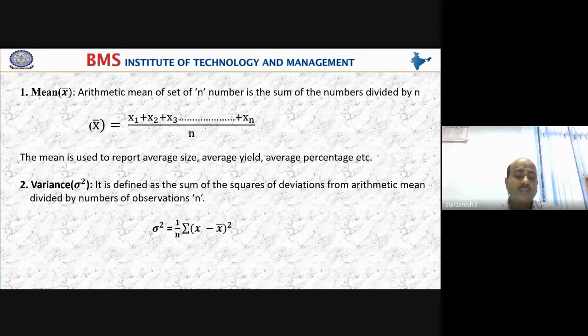We represent variance by sigma square, which is equal to the sum of the squares of deviation from the arithmetic mean. So first you have to calculate the deviation from the arithmetic mean. How do you calculate deviation?